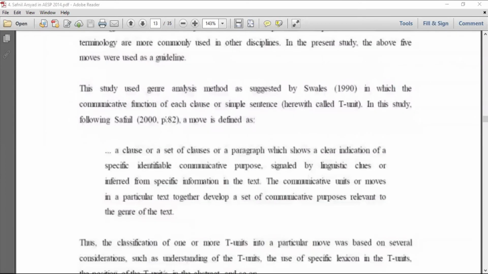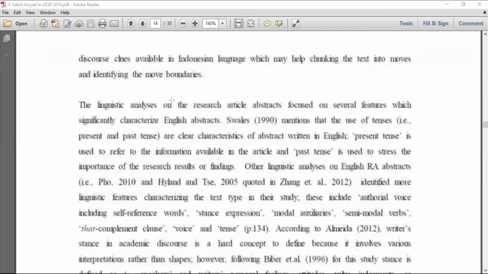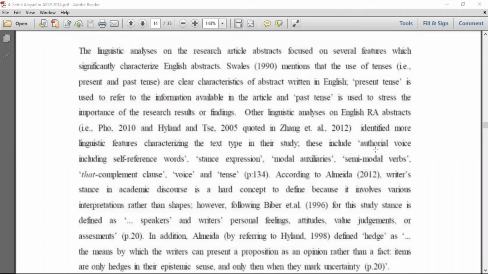And then I show the linguistic analysis of the abstract. What are the features? Here, the features are the use of voice, stance expressions, modal auxiliaries, semi-modal verbs that complement tense. The method move is often addressed in past tense.